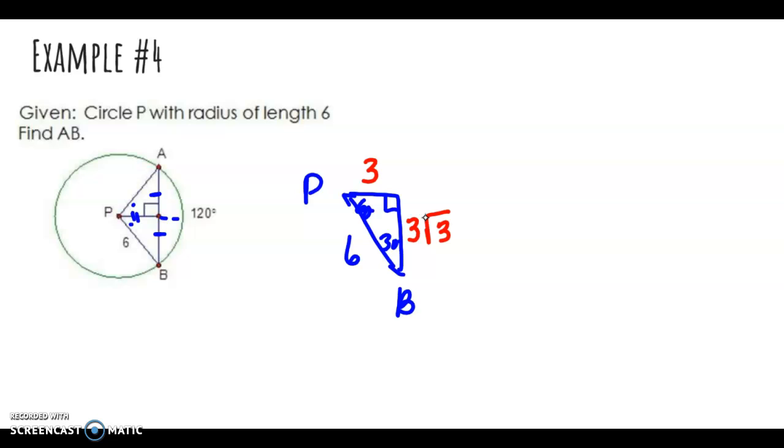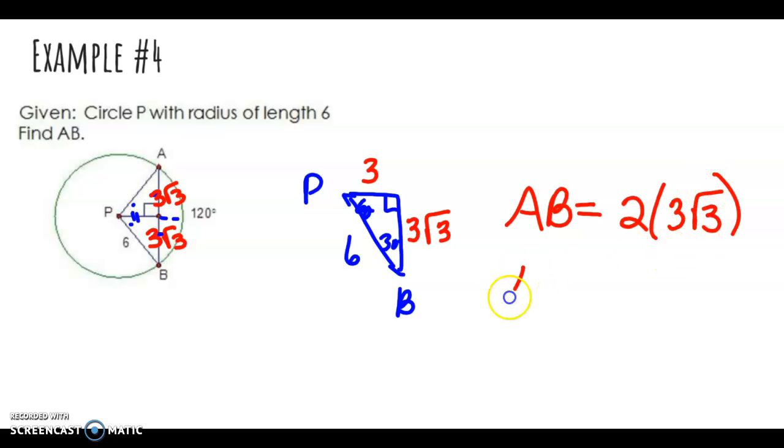If we're trying to find AB, and we know this is 3 root 3, this would also be 3 root 3 because this is perpendicular, so these segments are congruent. So AB is going to be 2 of those, which obviously would be 6 root 3.